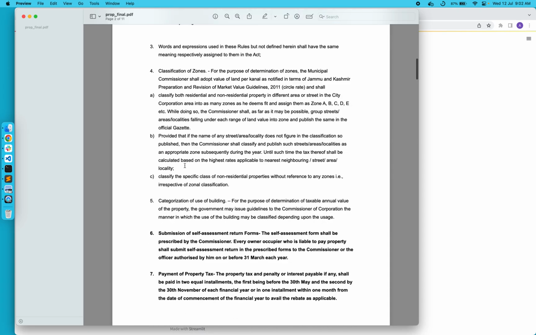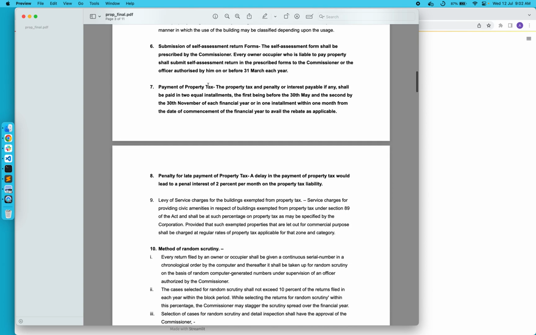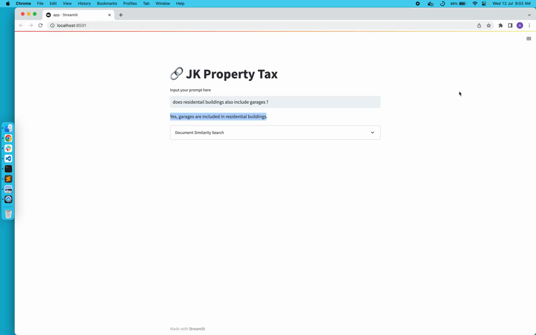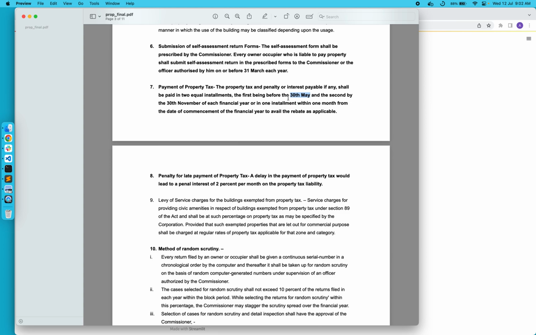And similarly, we can ask for any of the, okay, this is very interesting. So there is a deadline mentioned here. The property tax penalty or interest payable shall be paid in two equal installments, and the first one is before this. So let's try to clear our doubt around this. I'll try to ask, like, what is the deadline of the first installment payment of property tax?